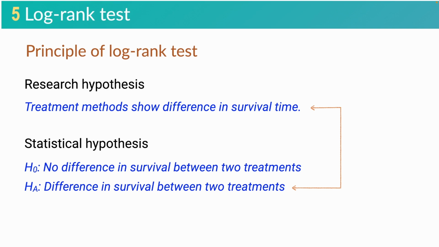To test this hypothesis, we will test the null hypothesis that states there is no difference in survival time between two treatment methods. Opposite to the null hypothesis, the alternative hypothesis states there is a difference in the survival time between two treatment methods. This alternative hypothesis corresponds to the research hypothesis.